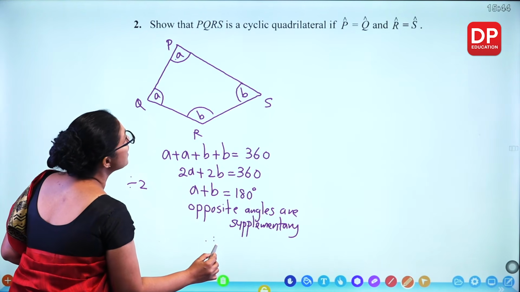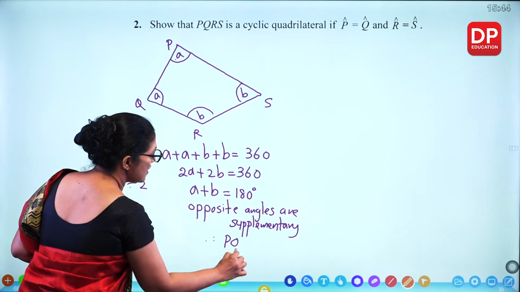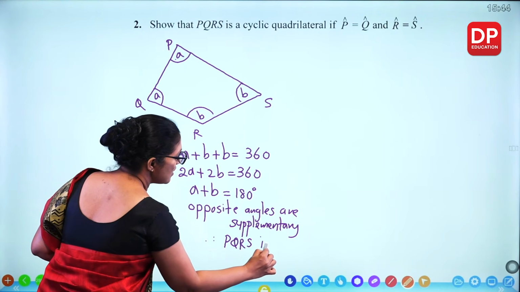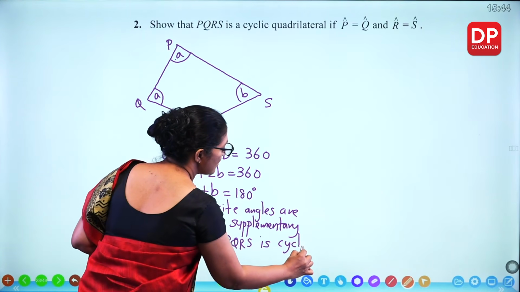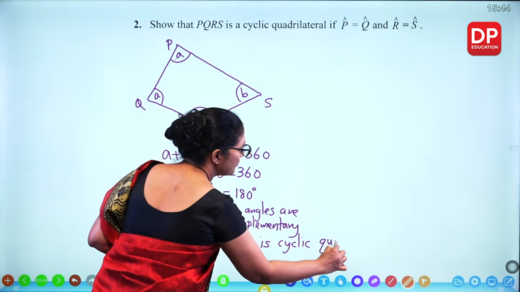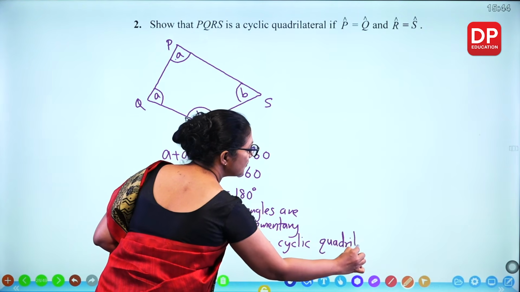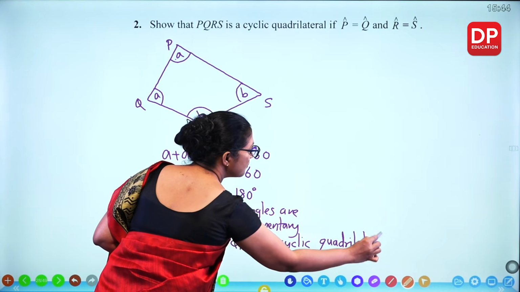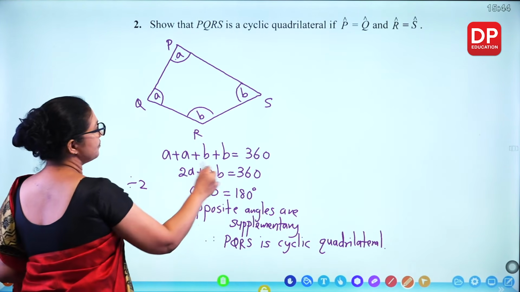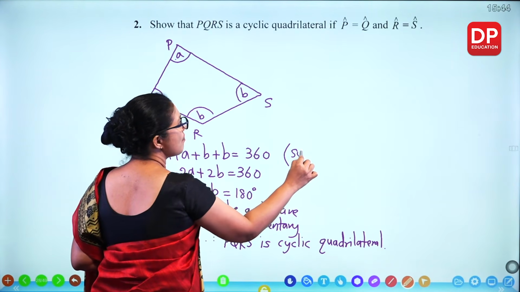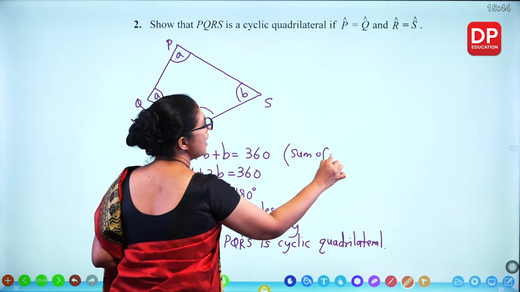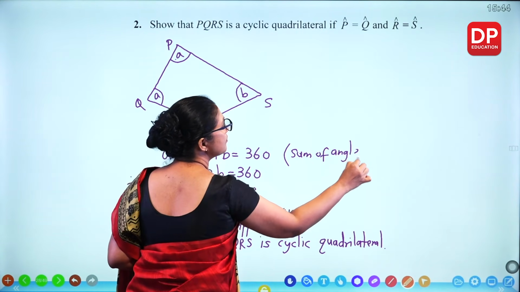Therefore, PQRS is a cyclic quadrilateral. You can write down this is sum of angles in a quadrilateral.